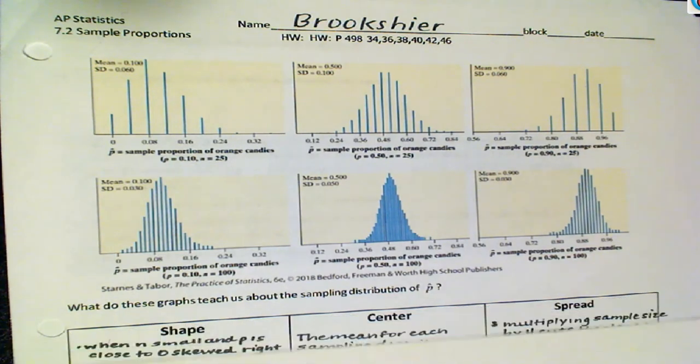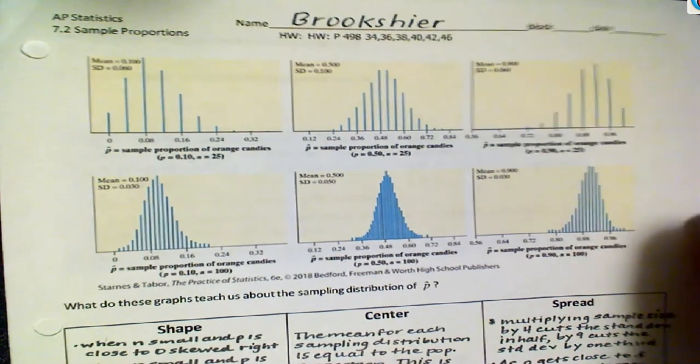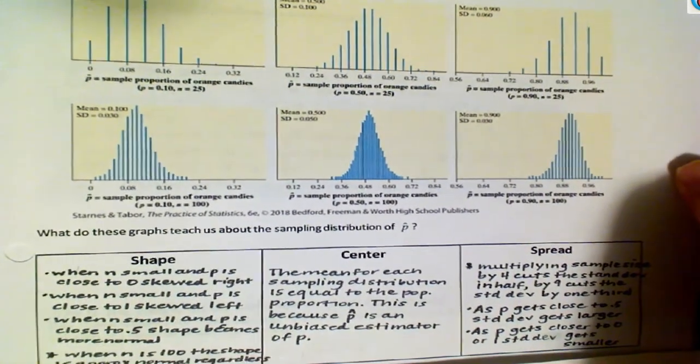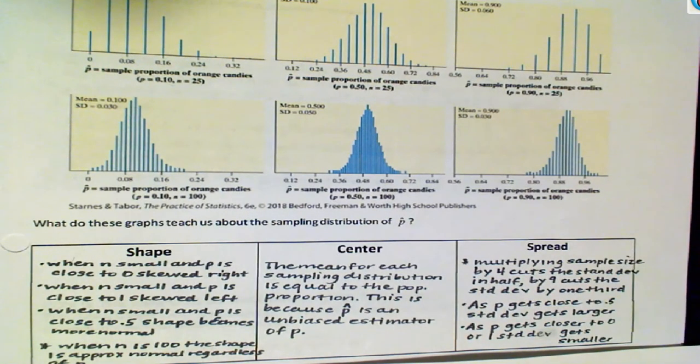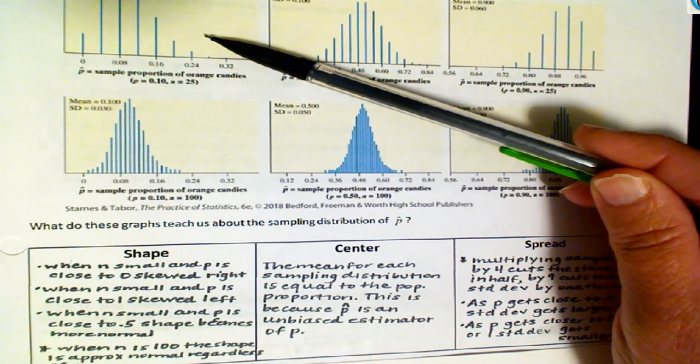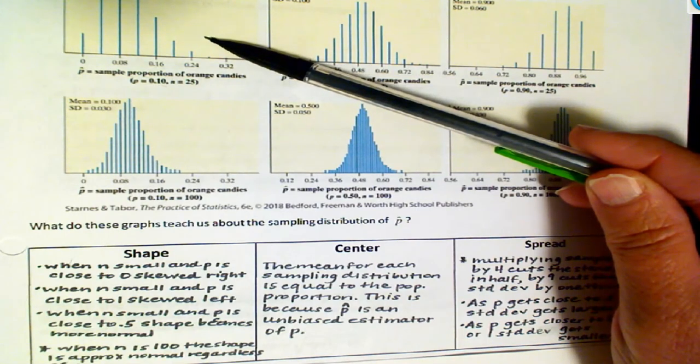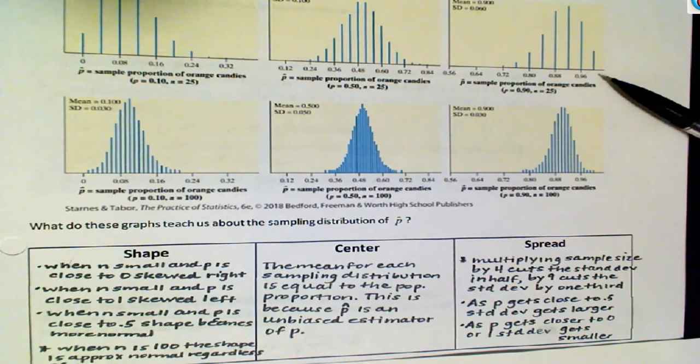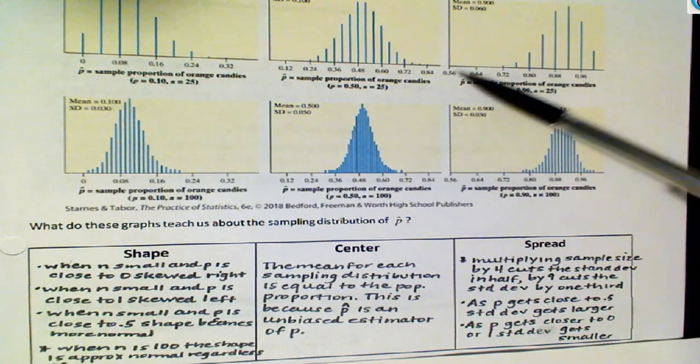So let's look at some different aspects of these. And like I said, I would take the time to jot these notes down. I'm just going to talk you through them, and then we're going to work through some examples together. If you look at the shape of these, when n is small, so the sample size is small, and p is close to 0, that's what we have here, you've got a distribution that's skewed to the right. When n is small and p is close to 1, which is what you have here, your distribution is skewed left. You can see that.